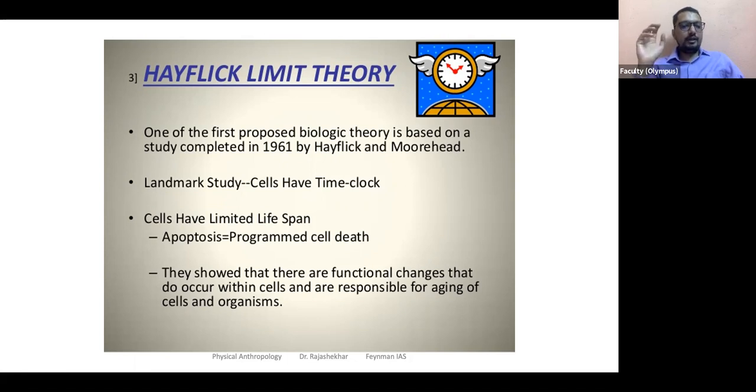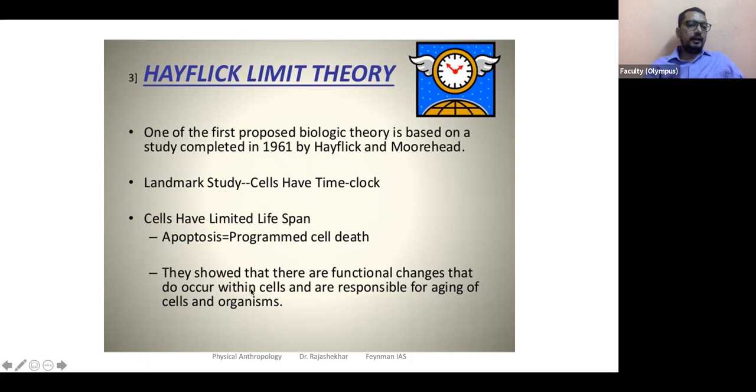So cells might have a time clock, meaning they might have an expiry date, meaning cells are only good for a certain time. It depends. RBCs are good for about 4 months, 120 days. WBCs are good for about 10 days. Sperms are good for about 5 days. Eggs are good for 1 day. Like that, there is an inherent time limit or expiry date to them. So cells have a limited lifespan.